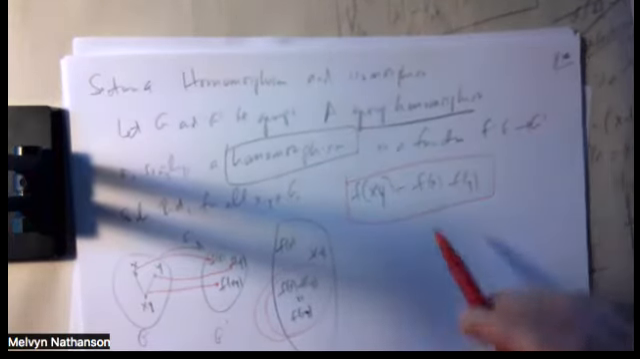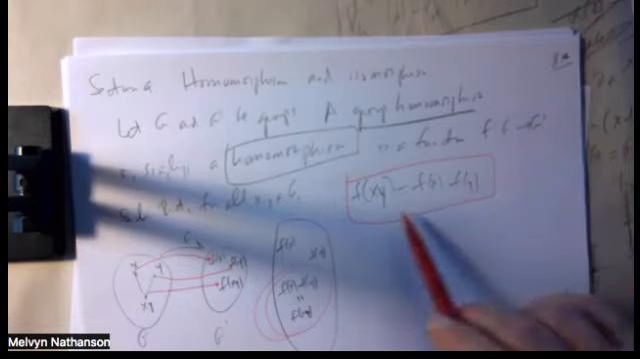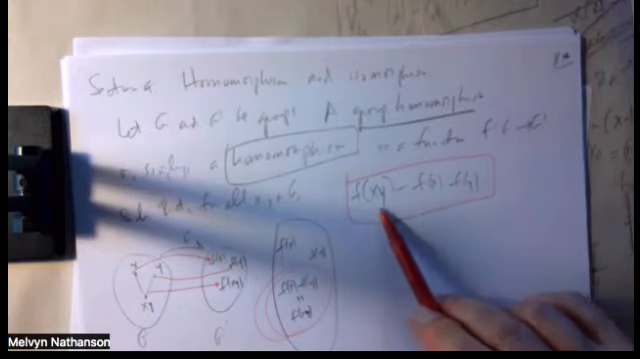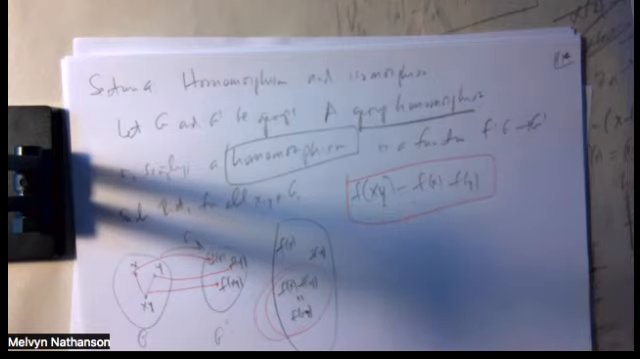So a function f from a group G to a group G prime is called a homomorphism if it satisfies this sort of functional equation: f of xy is f of x times f of y.